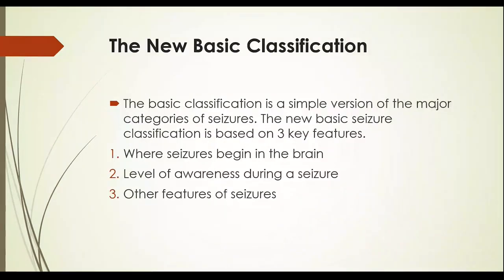Yeah. So we'll go for the new basic classification, which is easy to recognize and easy to remember. The factors considered for the new classification of seizures are where the seizures begin in the brain, the level of awareness during a seizure, and some other features of the seizure. Okay, the next slide, please.